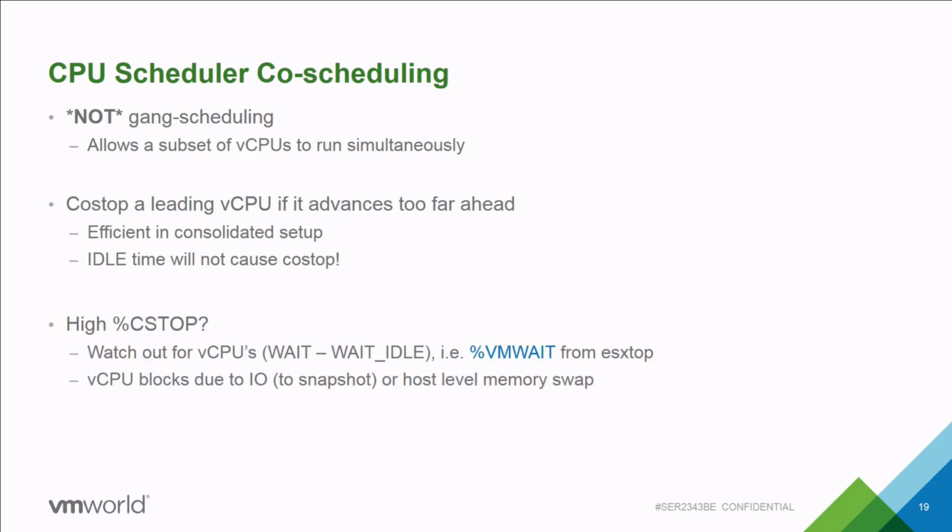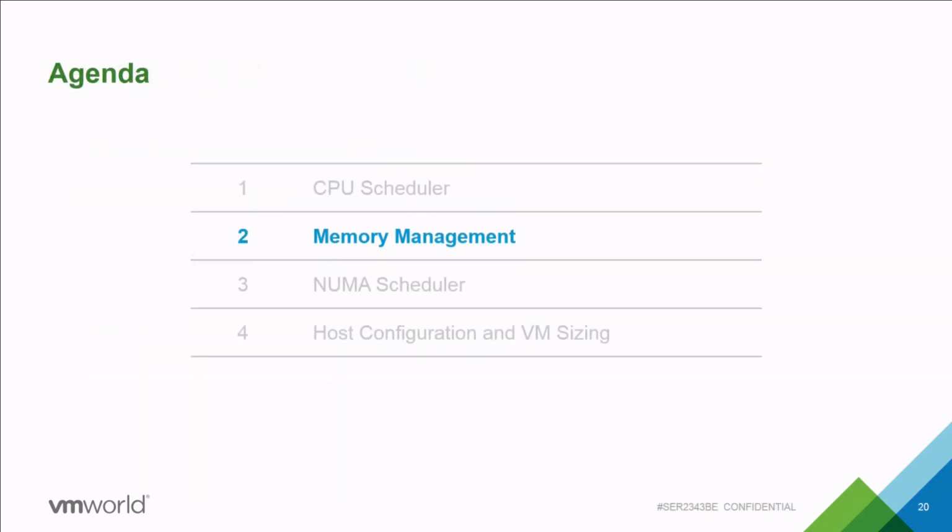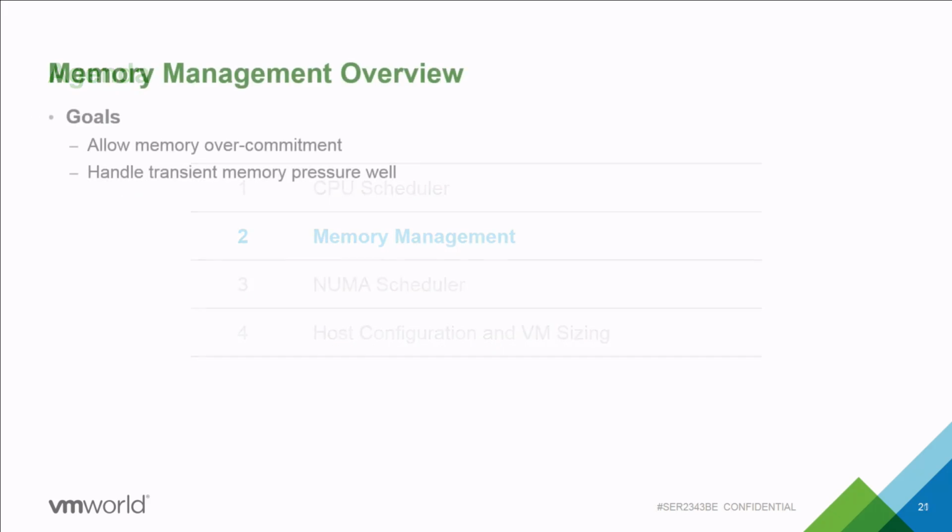And if you see high co-stop, please pay attention to the VM wait counter in esxtop. In a lot of cases, it can be due to a lot of I/O, for example, swapping or snapshots, and that can cause performance problems if you see VM wait. So you need to pay attention to that. Okay, so much for the CPU scheduler, and the next topic is memory management.